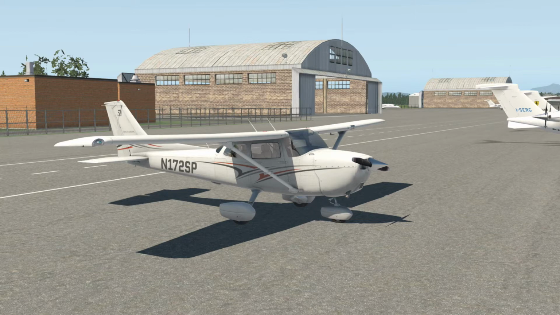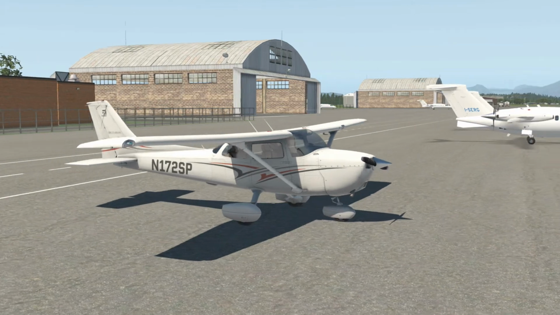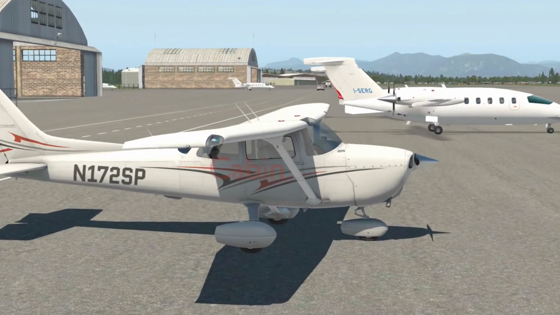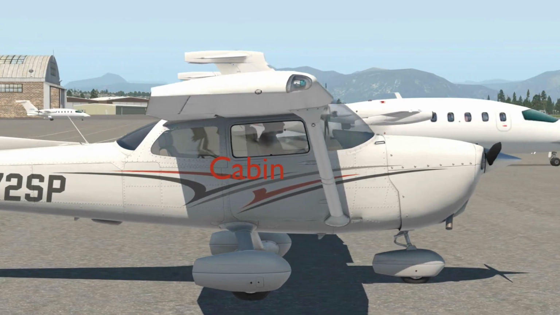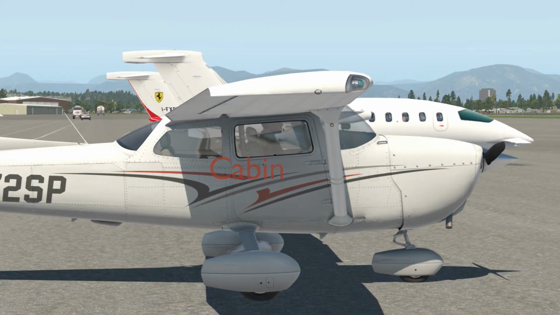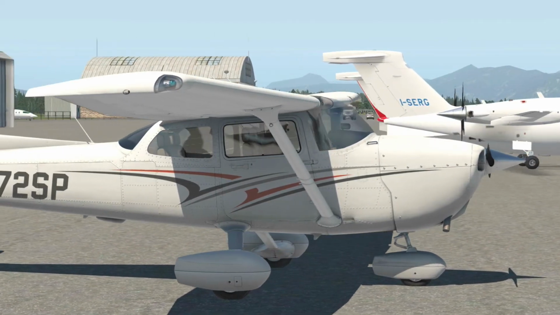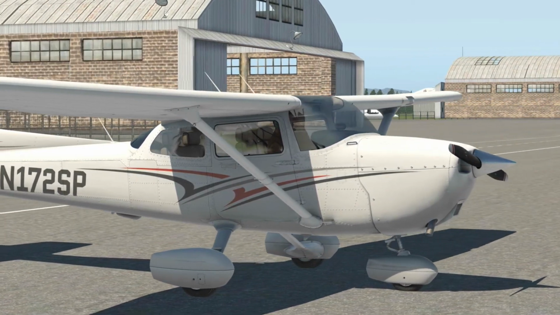The next major portion of the aircraft is the cabin. In this case, the cabin has 4 seats. Not that you can always fill those 4 seats, because you always have to consider how much the aircraft weighs and what it can take airborne.